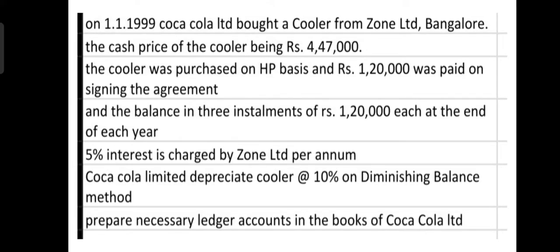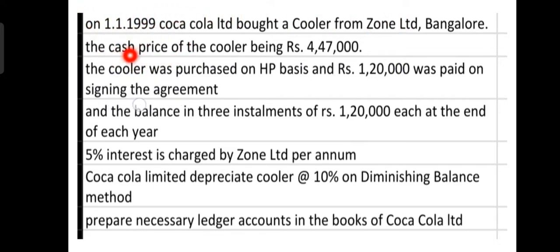Let us solve this question today. This is one of the agreements taking place between Coca-Cola Limited and Zone Limited. Coca-Cola Limited is purchasing a cooler from Zone Limited on 1/1/1999.